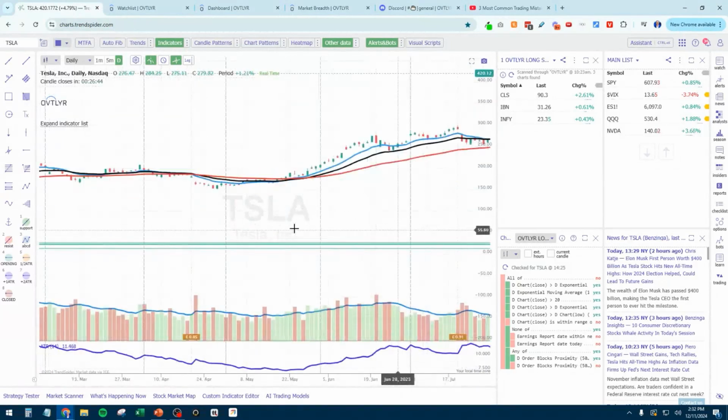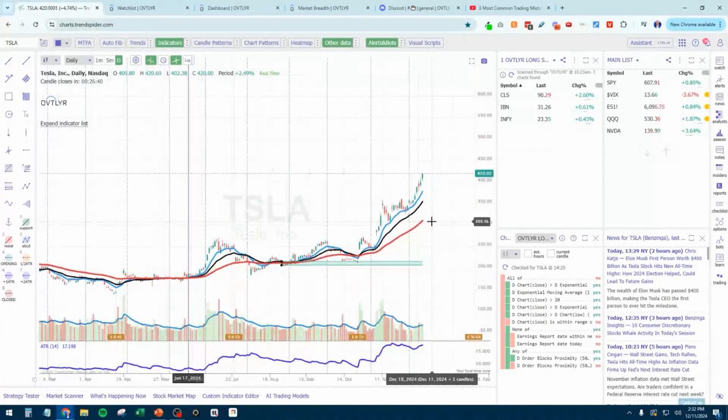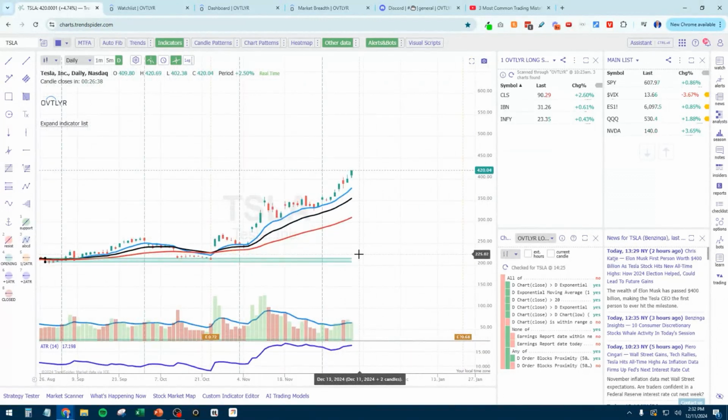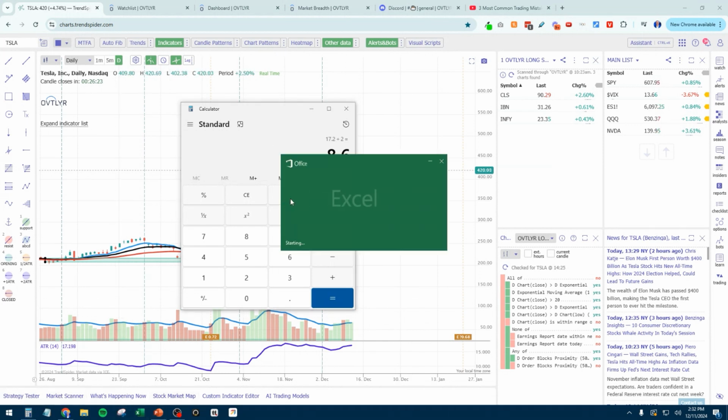Right, Tesla. I always like to use Tesla and Coke. They're my two go-tos for a boring stock and an exciting stock. All right, Tesla's current ATR is 17.2. Okay, 17.2 divided by 2 is 8.6. So 8.6 would be how much room I would give it on a $400 stock, which is, oh man, now I'm going to have to do some real math. Let me open an Excel file here.